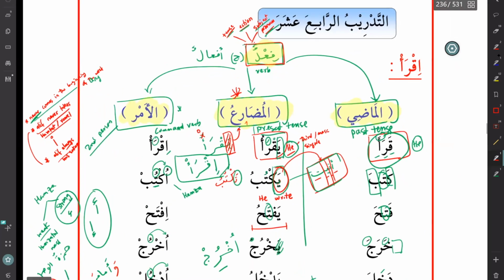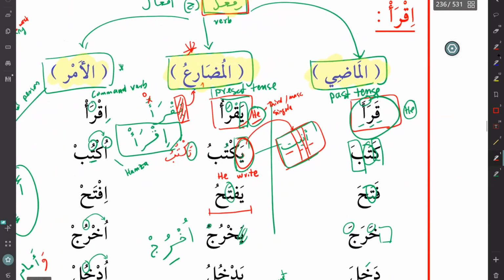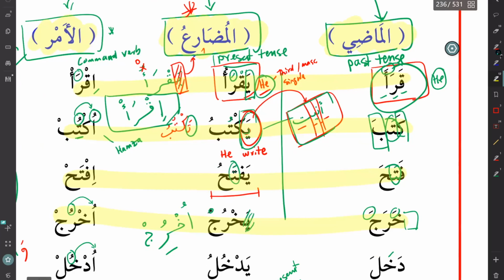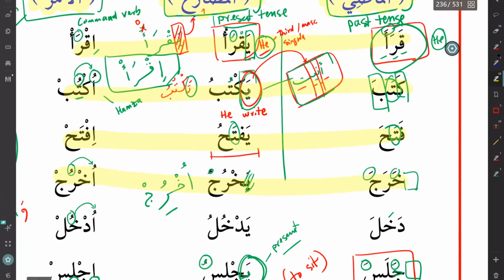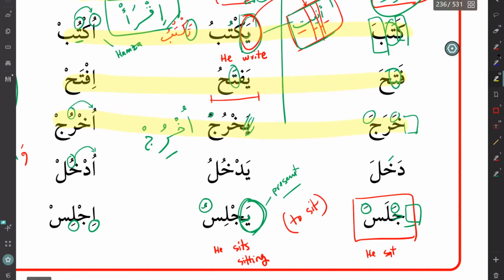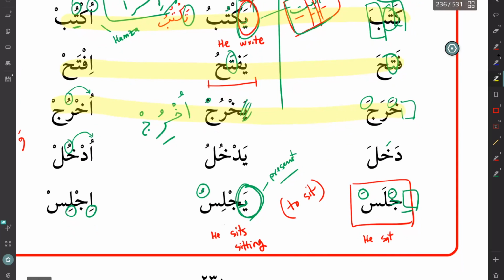Right now, what you need to do is read these verbs in a pair multiple times so that you are comfortable with the sound, and you see the difference in terms of sound and the haraka, the vowels, between all these three verbs. So you have to read like this: qara'a yaqra'u iqra, kataba yaktubu uktub, fataha yaftahu iftah, kharaja yakhruju ukhruj, dakhala yadkhulu udkhul, and jalasa yajlisu ijlis.